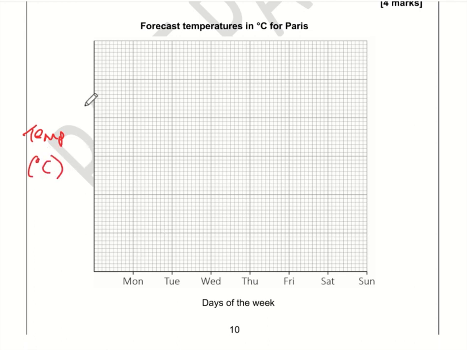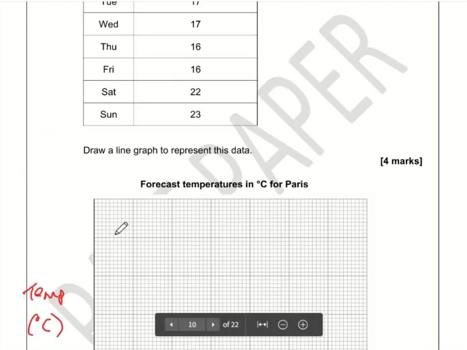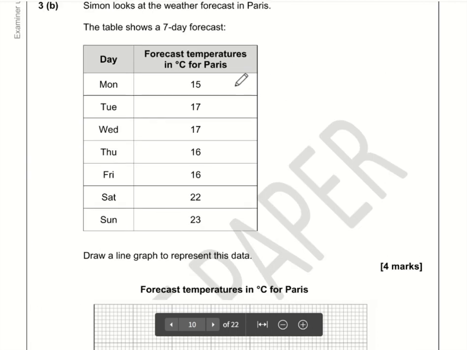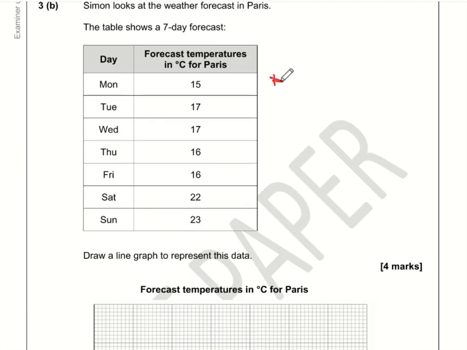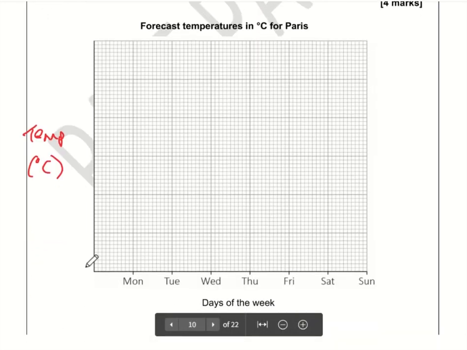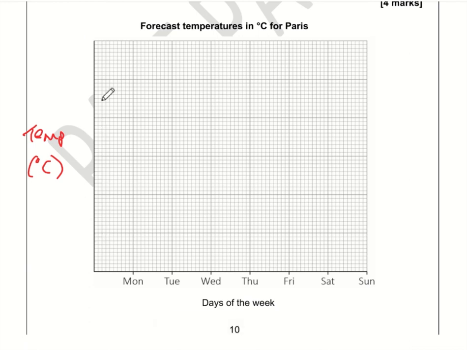Now we need to somehow come up with a scale. So let's just look at our minimum and our maximum. So it goes from 15, oh that's quite handy, so 15 to 23. So 15, 16, 17, 18, 19, 20, 21, that's not going to work. But if this was 15, 17, 19, 21, 23, 25, 27, perfect. So if we go up in twos, we can fit them in. If we go up in ones, we won't.